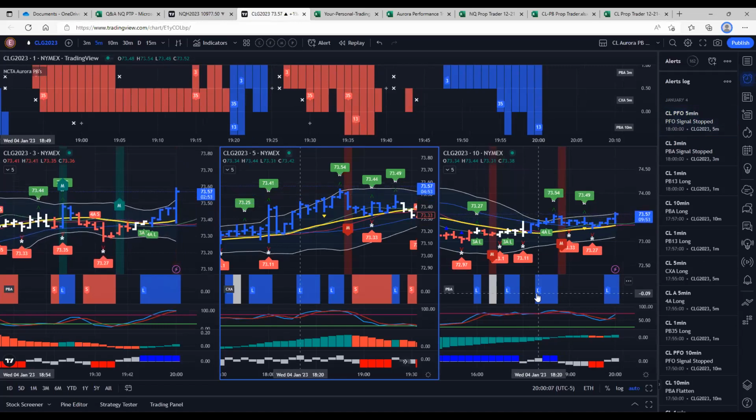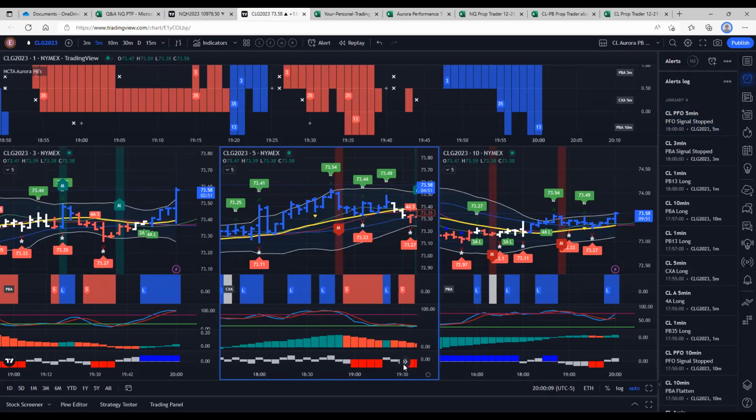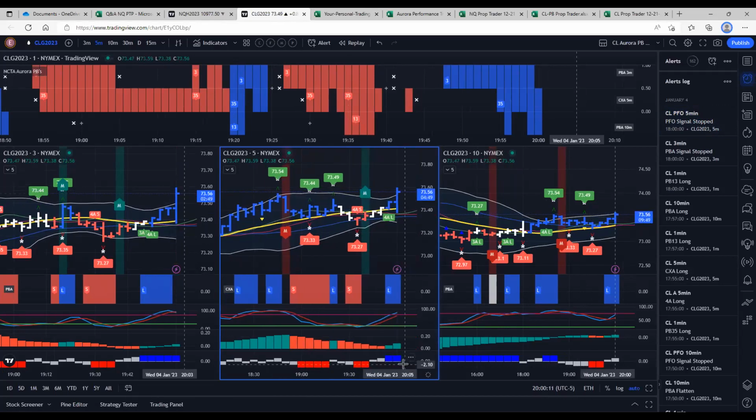So oil's really moving right now. So maybe it's more contracts and less profit per contract that you're looking for to get to your goal. Whatever it is, you need to just do what's right for you and your account.